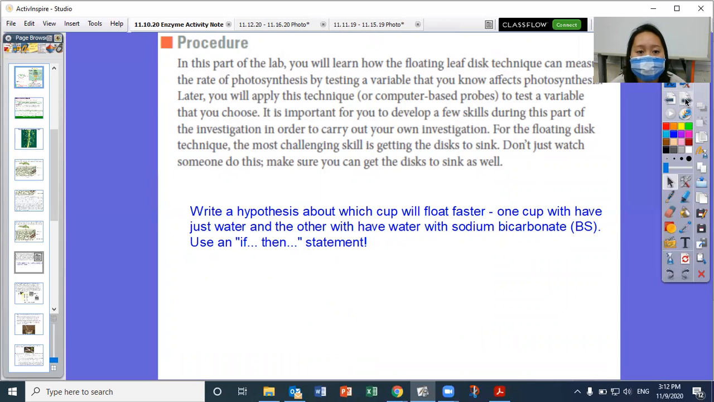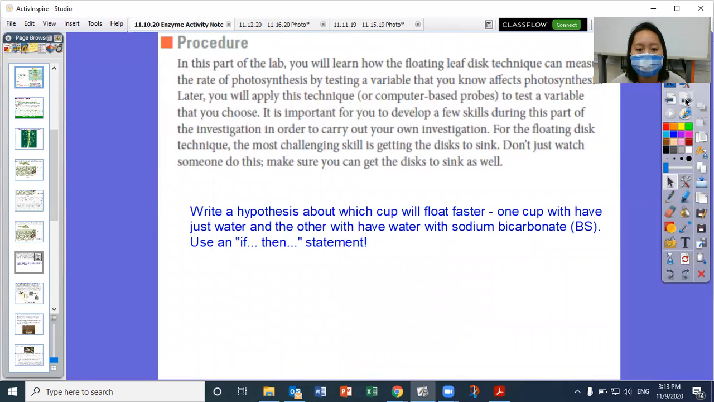For the floating leaf disc technique, the most challenging skill is to get the disc to sink. Don't just watch somebody do this, make sure you can get the disc to sink as well. And that's kind of ironic because you're going to be watching a demo and you're just going to be watching me do it. Okay. So I'm going to pose a question on how you're going to write your hypothesis right now, but you are going to write it later on. Okay, so just have it in your mind.